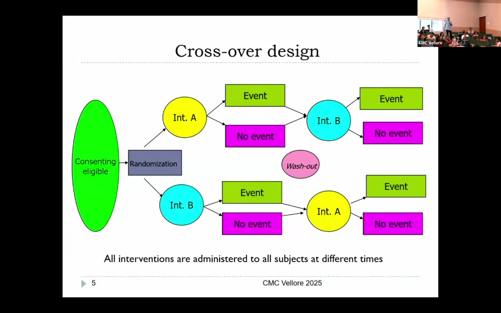Crossover design is another one that is fairly enticing to use because now we randomize to intervention A or B, we observe the event, and after a period of washout, people that got A before get B afterwards, and people that got B before get A afterwards, and we observe them there. The advantage here is that if I have 100 people that are randomized, 50 and 50, I have now 100 people that got A and 100 people that got B, so I've doubled my sample size.